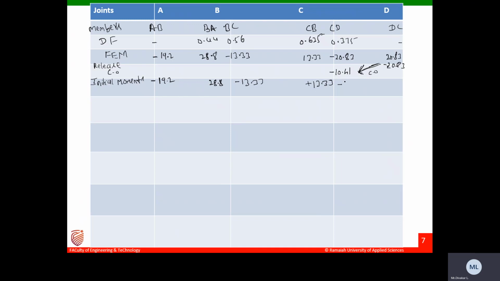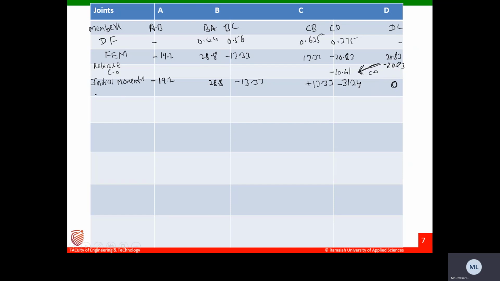This is minus 31.24, and now I made it 0 because that is simply supported.